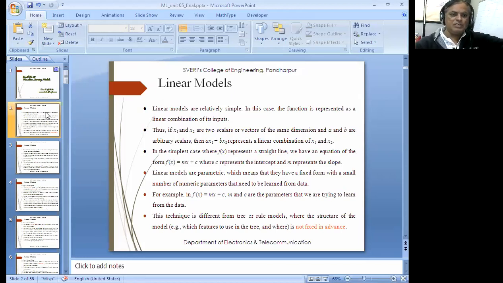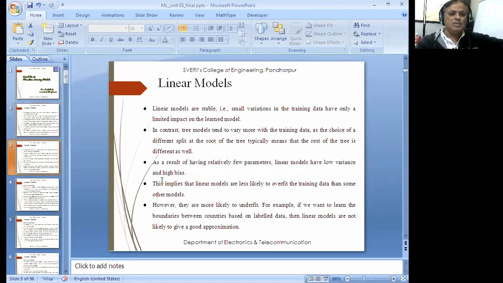So we have already seen what a linear model is. As we know, a linear model is a linear combination of x1 and x2, where x1 and x2 are the two scalars or vectors, and a and b are arbitrary scalars. In the simplest case, if f of x is a straight line, then the equation is f of x equals mx plus c, where c represents the intercept and m represents the slope. That means you have to learn the data related to m and c in order to find f of x. That was about the linear models.